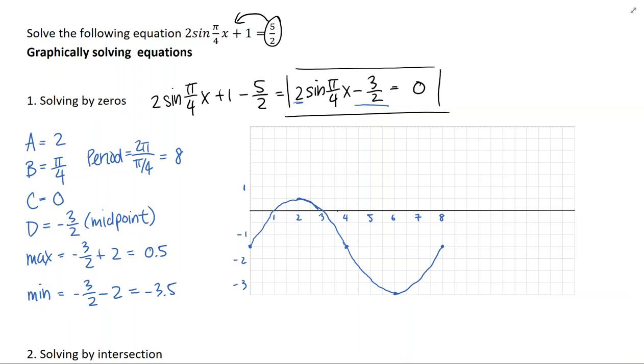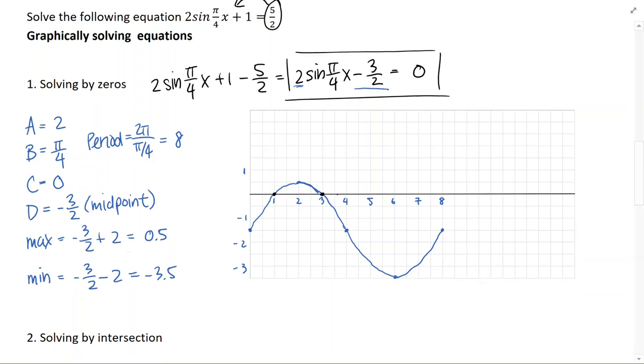So basically from this graph, we know that our x value is going to be where our x-intercept is. So it's going to be 1-ish and 3-ish. Obviously our graphs are not perfect, but we know the ballpark in which our x values should be.